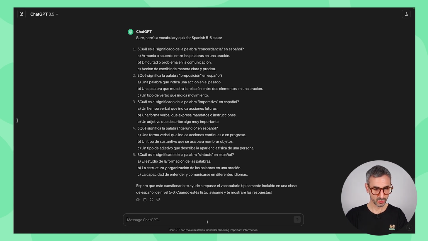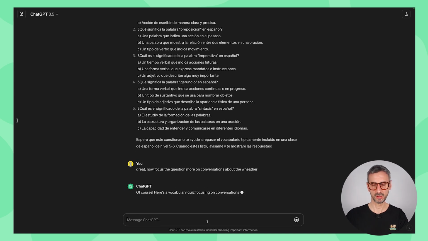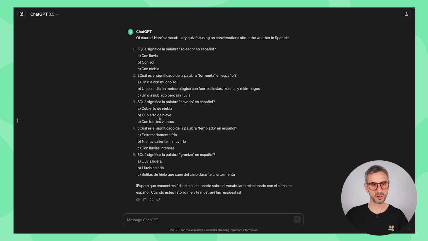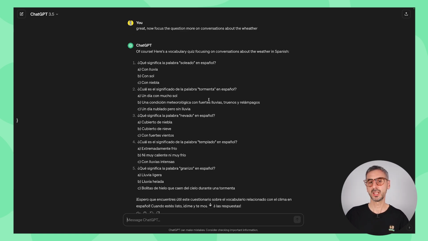Let's do that. So great. And now focus the questions more on conversations about the weather. For example, the weather. And there's a typo in weather. ¿Qué significa la palabra soleado en español? So, sunny. ¿Cuál es el significado de la palabra tormenta? ¿Qué significa la palabra nevado?